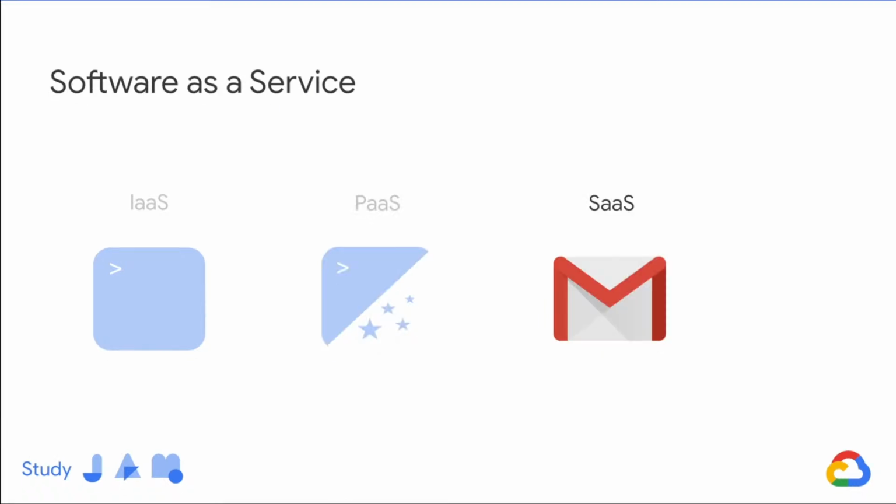With software as a service, an entire application is managed and made available in the cloud environment. Gmail is an excellent example of software as a service.